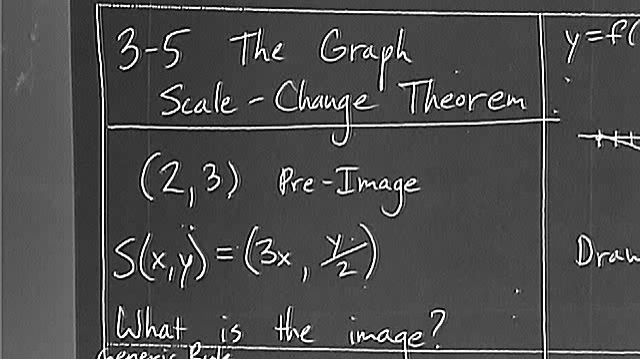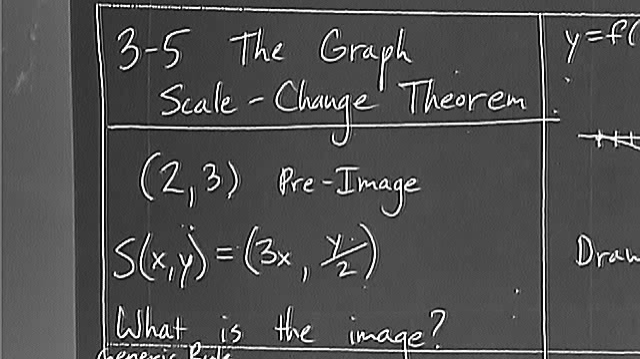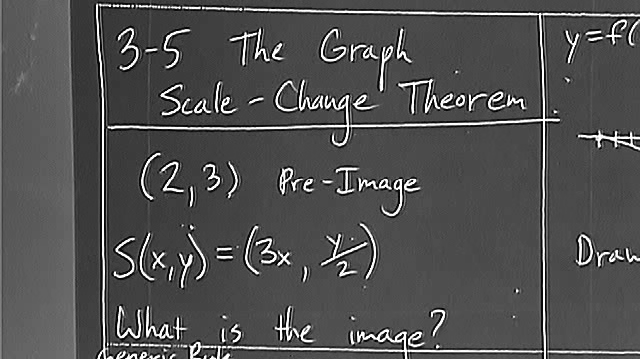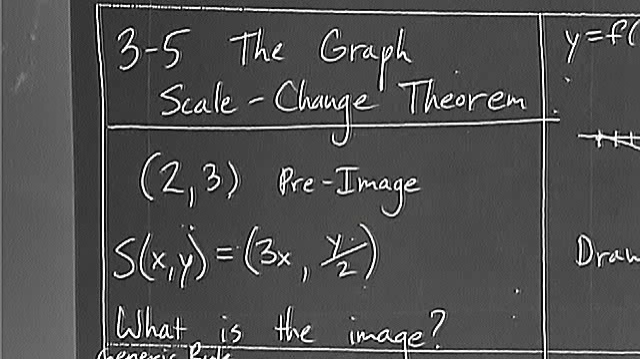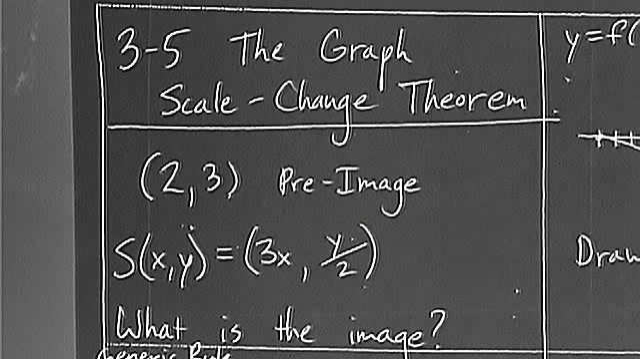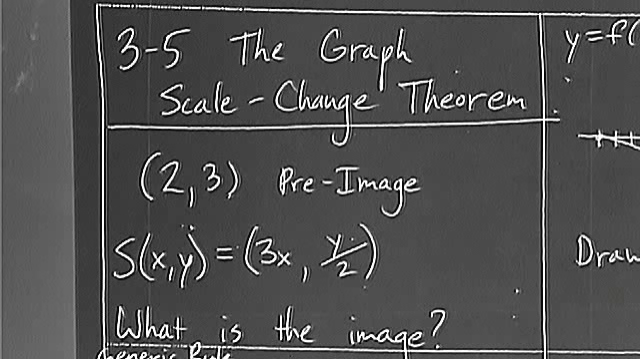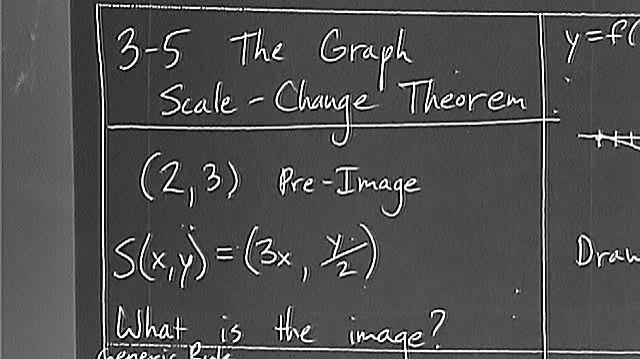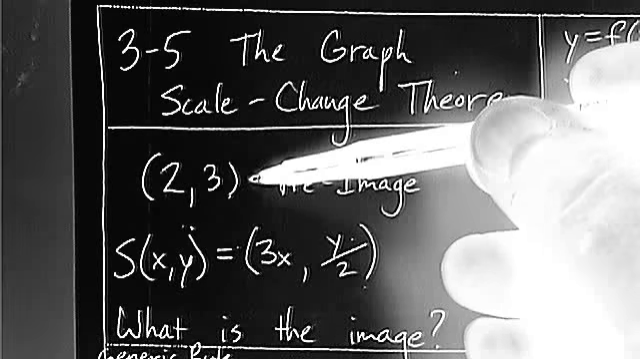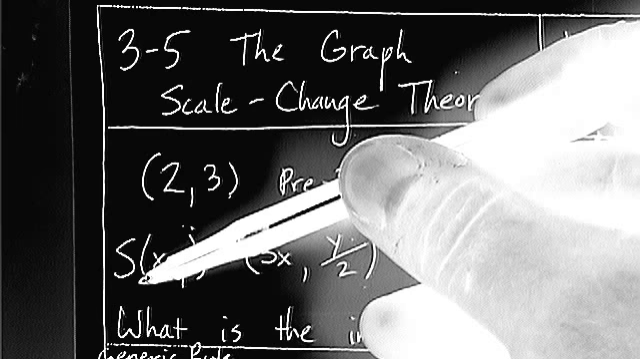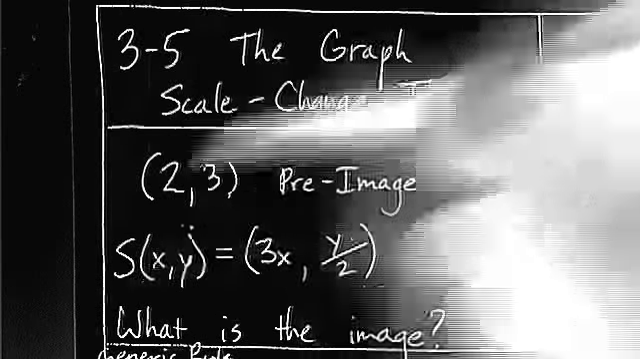Alright, we are giving notes over section 3.5, the graph scale change theorem. Scale change means multiplication. We're not talking about adding and subtracting like we did before with translations. We're talking about multiplication. So for instance, we have a pre-image, in this case just a coordinate, and we have a scale change rule. Yes, we'll use capital S, not capital T. That's what we use for translation.